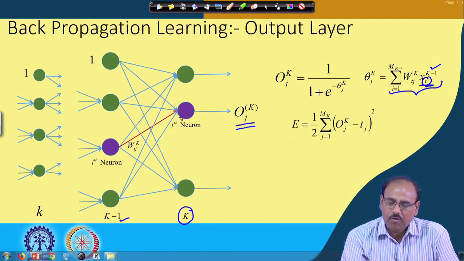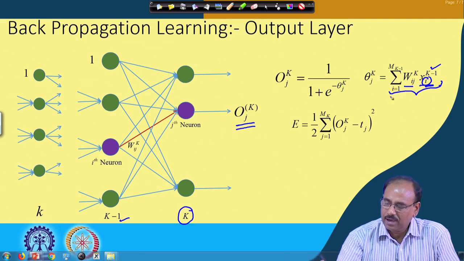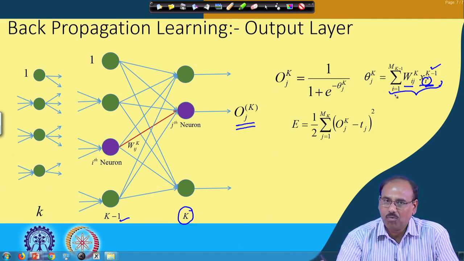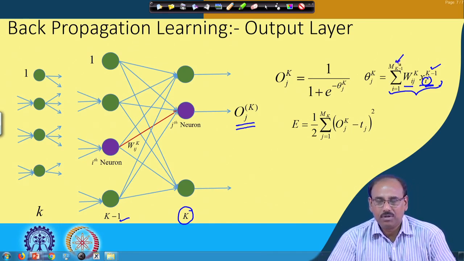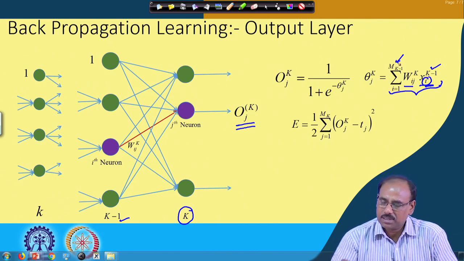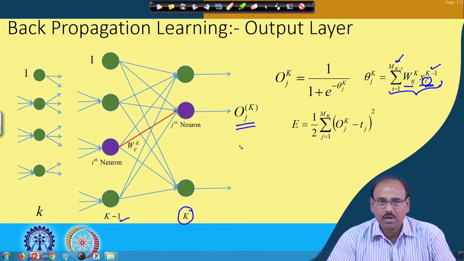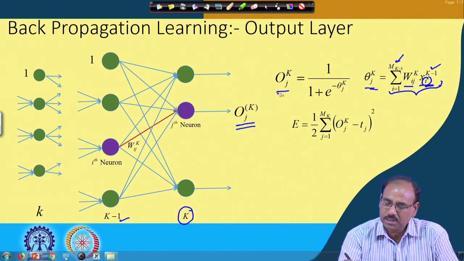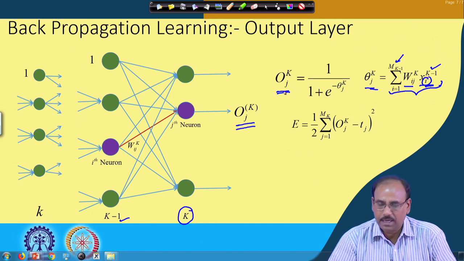So, the weighted sum of all the inputs to the jth neuron in the kth layer is given by Wij into xik. I have to take the sum over i is equal to 1 to mk minus 1, where mk minus 1 is the number of neurons in the k minus first layer. So, this is the weighted sum, and once I have this weighted sum, then I have to compute the sigmoidal function over it. The sigmoidal function is given by 1 over 1 plus e to the power minus theta jk, where this theta jk is the weighted sum, and that is the output of the jth node in the output layer, which is OJK.